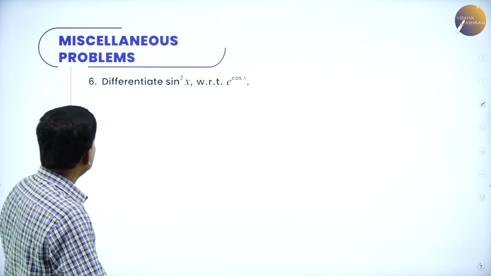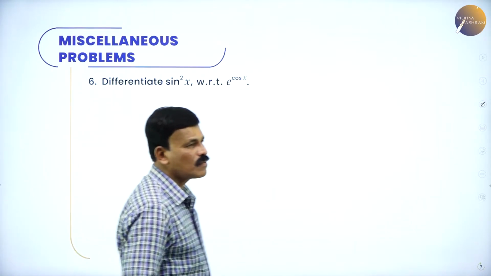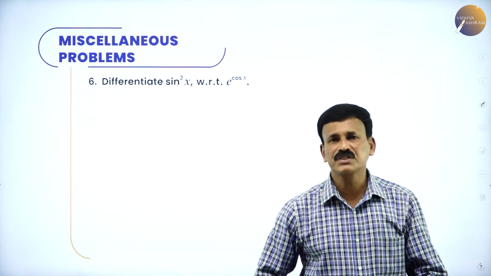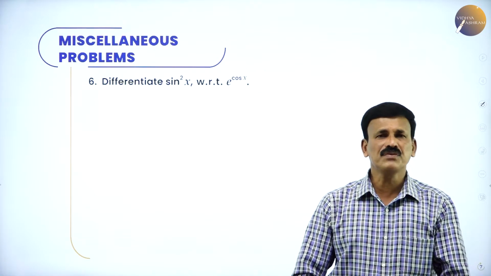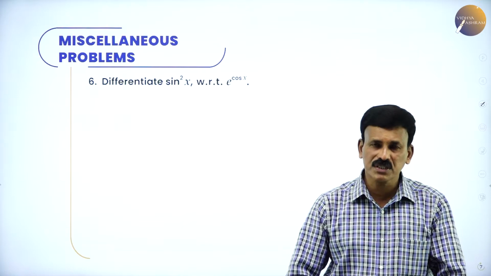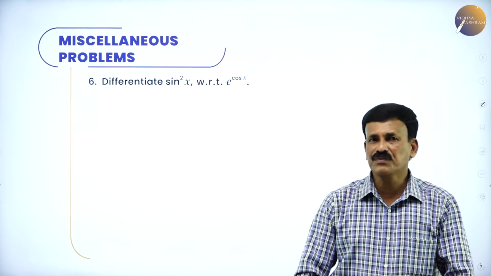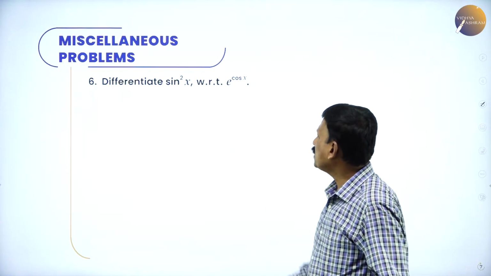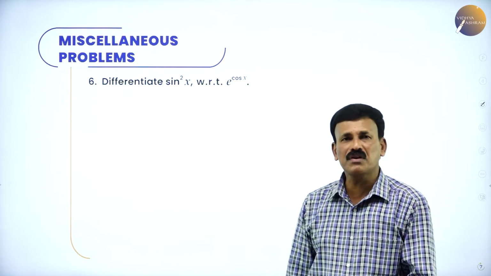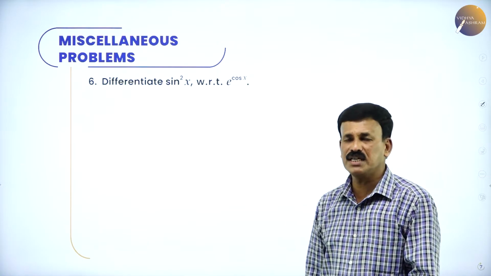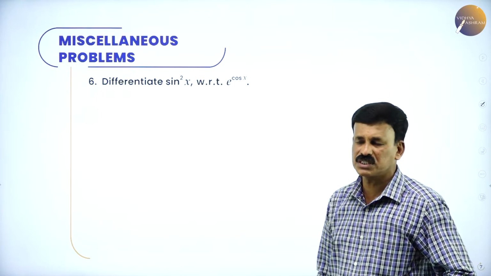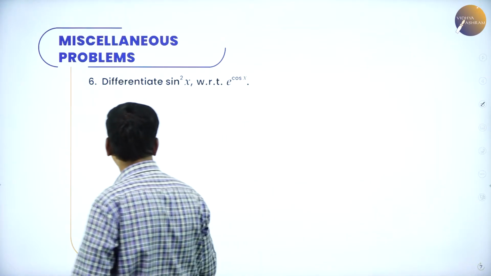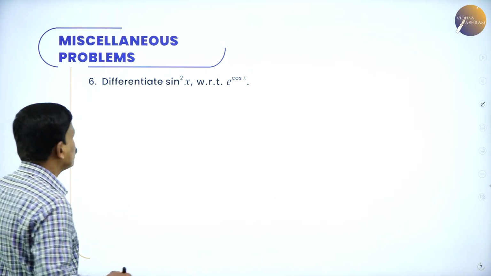Now let us come to this. Differentiation of one function with respect to other function. So far we have differentiated with respect to x or with respect to y. Now here differentiate sin square x with respect to e to the power of cos x. This is nothing but same as that of the parametric equations.